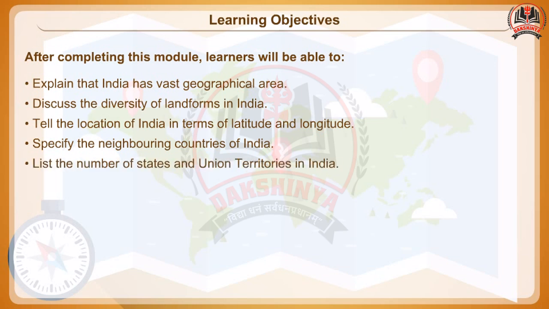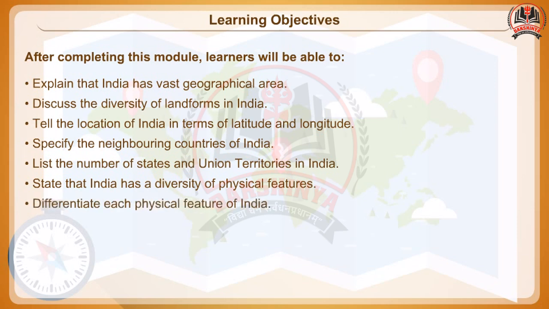List the names of states and union territories in India. State that India has a diversity of physical features. Differentiate each physical feature of India.